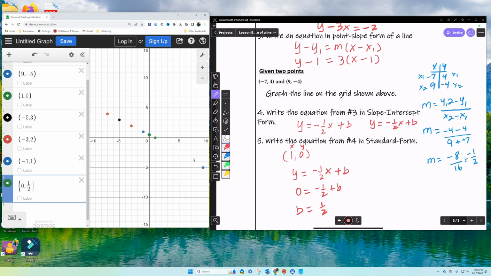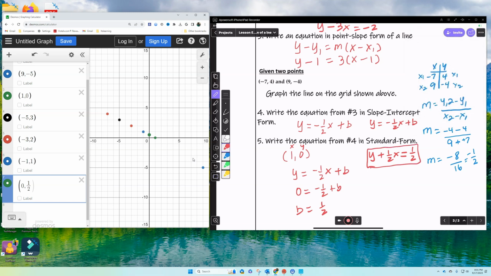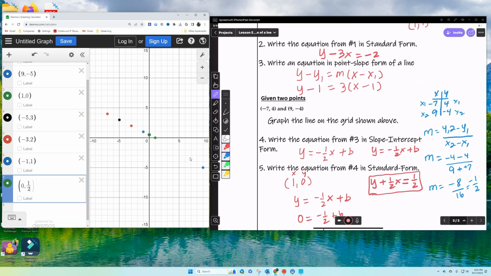Now to write the equation in standard form, I just have to move the negative 1/2 x to the left. So it'll be y plus 1/2 x equals 1/2. That's my standard equation. Just to review, we went over slope, point slope, slope-intercept form, and standard form of an equation.